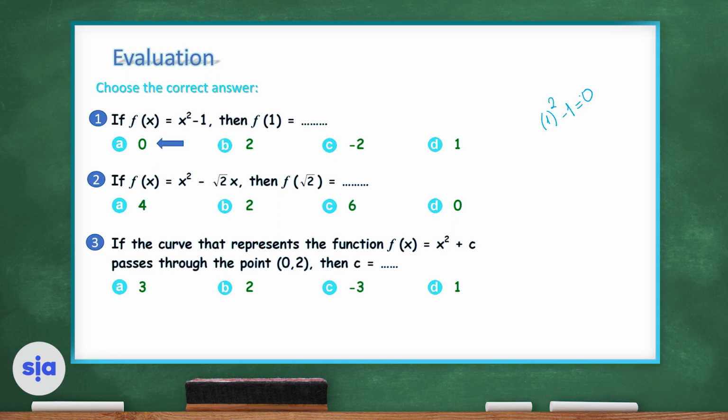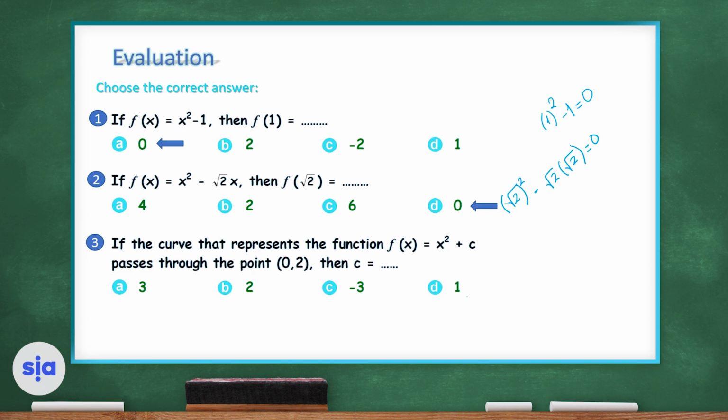Question 2, we're going to replace each x by square root of 2. So here it will be square root of 2 squared minus square root of 2 times the value of x, which is square root of 2. So if you do your calculations, the answer will also be 0.